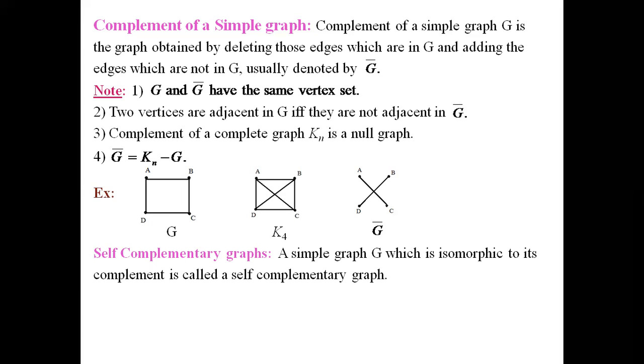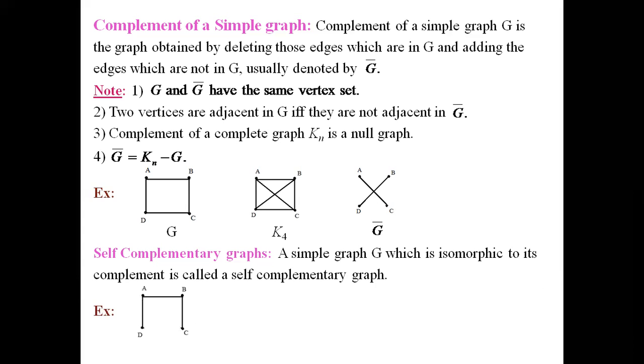Self-complementary graphs. A simple graph G which is isomorphic to its complement is called a self-complementary graph. So how can we say that it is self-complementary? We consider a simple graph G and that is isomorphic to its complement. Then such a graph is called a self-complementary graph.